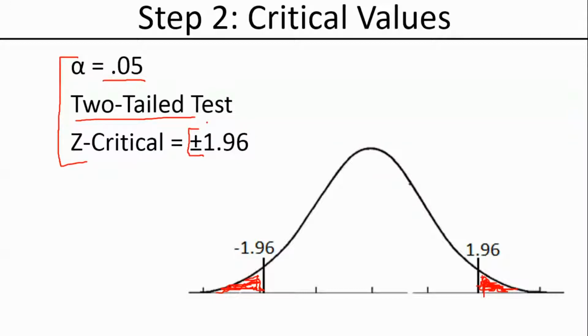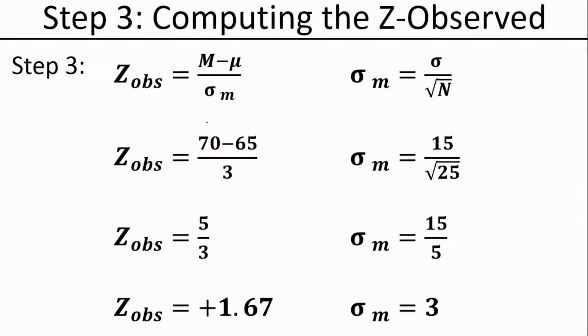So after we know what our hypotheses are and how we're going to evaluate those hypotheses, that's what we do in step 2, determining how we're going to evaluate those hypotheses. Next, we need to do the math. Now, the math here is just doing a simple z.